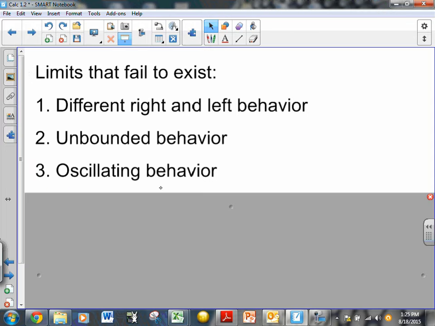Okay, next page. Sometimes limits do not exist, and there are 3 different cases when that can happen. When there's different behavior on the right and the left, when it's unbounded behavior, and oscillating behavior. Pause that right there to write that down. That'd be a good idea.